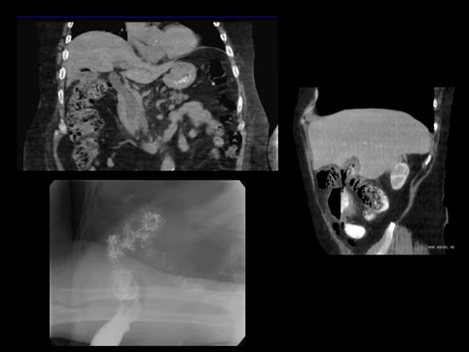More images from the same patient. The coronal image from the CT scan showing the communication between the colon, the hepatic flexure of colon, and some air in the gallbladder. Here on the sagittal image, we see the same finding. There is some air and the communication between the colon and the gallbladder. Patient also had a barium enema. The bottom left image is from the barium enema, showing the contrast going into the gallbladder.